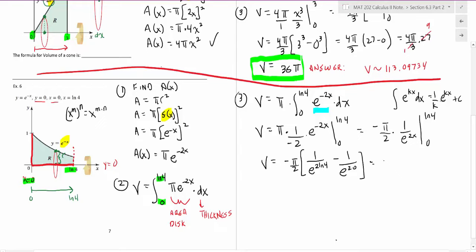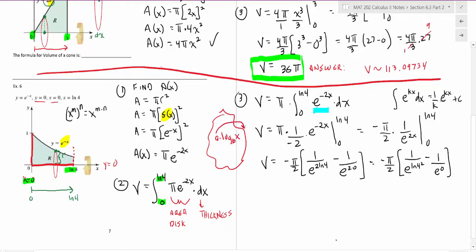And I'm going to write this as negative pi over 2 times 1 over e to the ln 4 to the second minus 1 over e to the 0. Now there's a logarithm rule going on there too. So just one little thing I want to mention here is if you have a general logarithm, like a times log of bx, you're allowed to bring that in front. So you're allowed to get log of bx to the a. That's why I did that. That's a fundamental rule of logarithms.